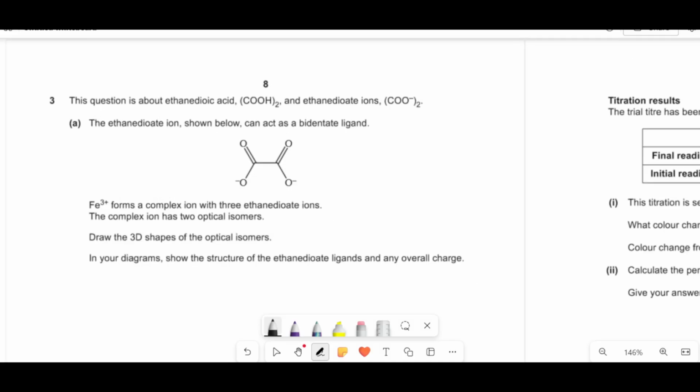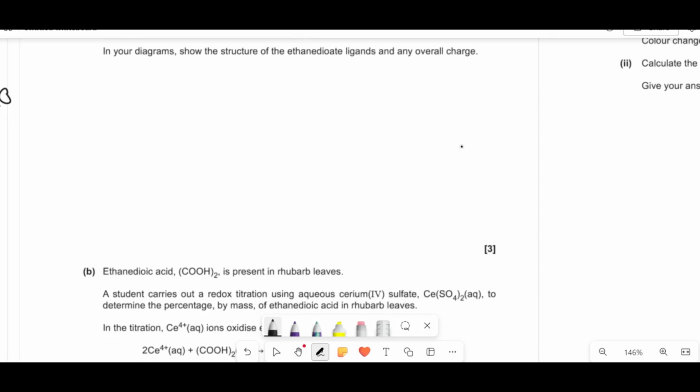There you go. So this question's about ethane dioic acid and ethane dioate ions. The ethane dioate ion shown below can act as a bidentate ligand. Fe3+ forms a complex ion with 3 ethane dioate ions, and the complex ion has 2 optical isomers. Draw the 3D shapes of these, and then in your diagram show the structure of the ethane dioate ligands and any overall charge. So what we've got to do is draw our central metal ion and our wedges and our dotted lines and dashes and all that jazz, right? So let's do this real quick here, right?